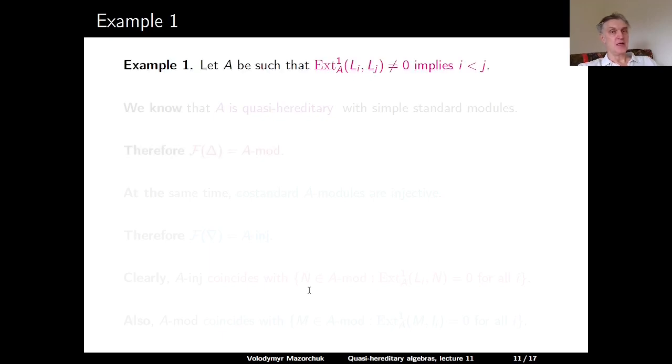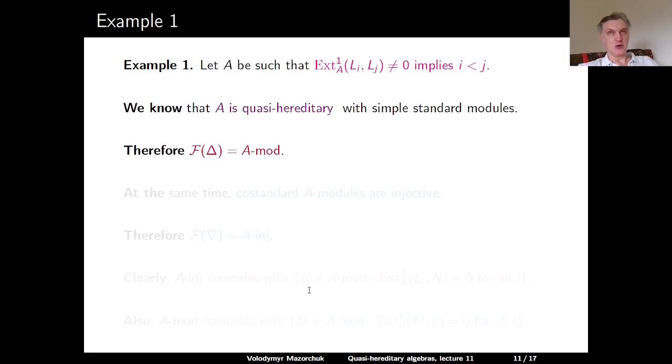Example 1. Consider an algebra A with the following property. If Ext1 from Li to Lj is non-zero, then I is smaller than j. So this is one of the types of directed algebras which we looked at in the previous lecture. So we know that this A is quasi-hereditary with simple standard modules. Therefore, F(delta) is just A-mod, because any A-module has a filtration by simple modules.